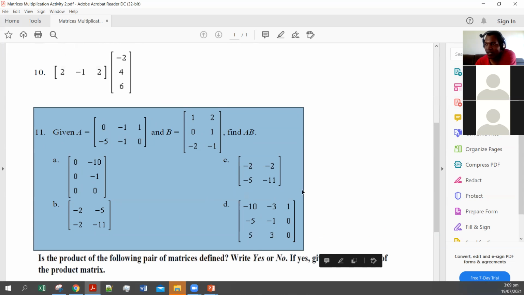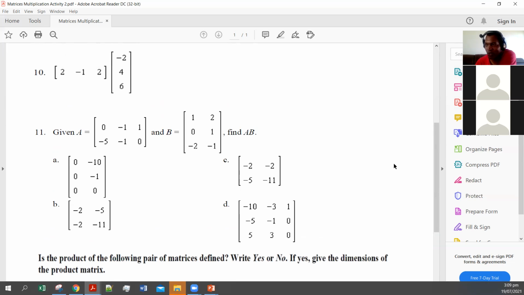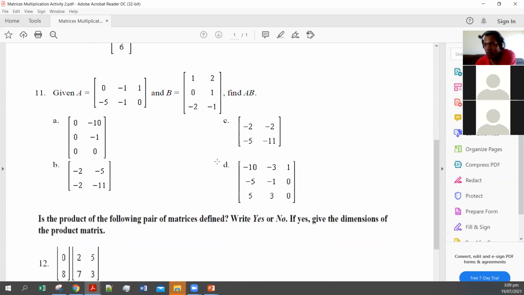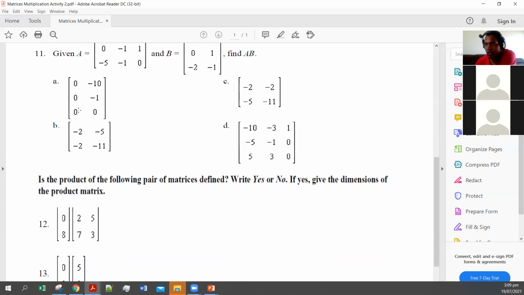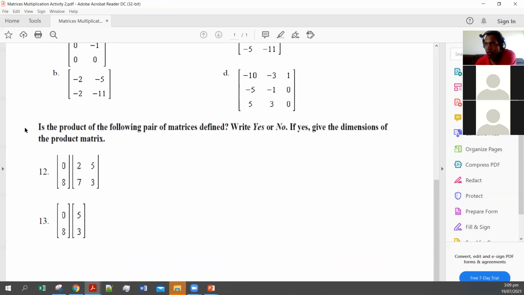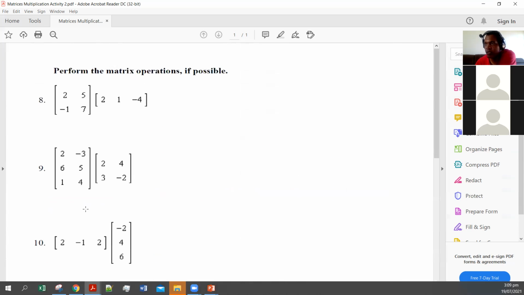So in order for you to select the correct answer, you must calculate it somewhere on a piece of paper, and then see if your answer on the piece of paper equals the answer that is displayed over here, either in A, B, C, or D. All right. So that is like a multiple choice question. These are mostly the type of questions that we will give you for your Google test, which will be on Google Classroom as well. And then, is the product of the following pair of matrices defined? Write yes or no. If yes, give the dimensions of the product matrix. So this is also one of the questions we can give you in the test for Google Classroom. So you have to figure out how to do that.